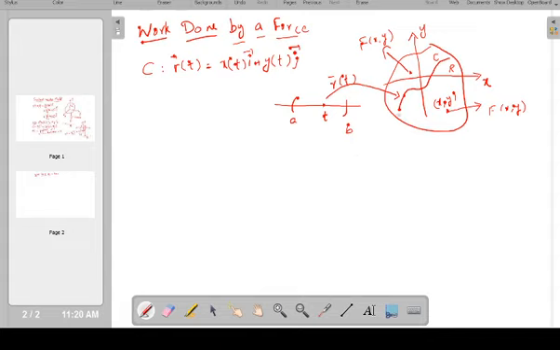Now the work done by the force F along this curve, that's what I am interested in. So at this point, what is the force? If this point on this curve C is x of t comma y of t, then what is the force at this point? It is given by f of x of t comma y of t.